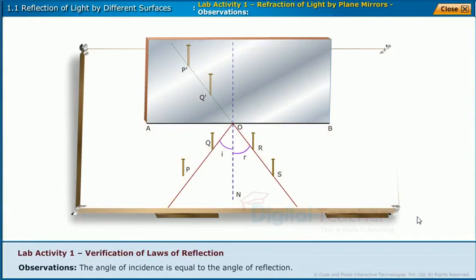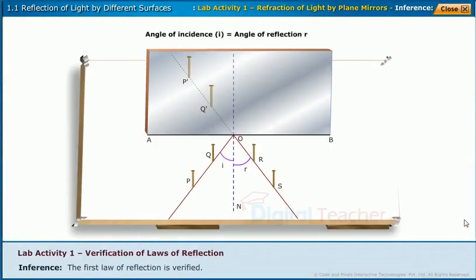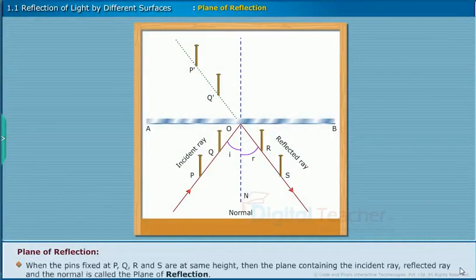We observe that the angle of incidence is equal to the angle of reflection. We conclude that the first law of reflection is verified. Now, let us learn about the formation of an image by a light ray on the plane of reflection of a mirror. Plane of reflection. When the pins fixed at P, Q, R and S are at same height, then the plane containing the incident ray, reflected ray and the normal is called the plane of reflection.